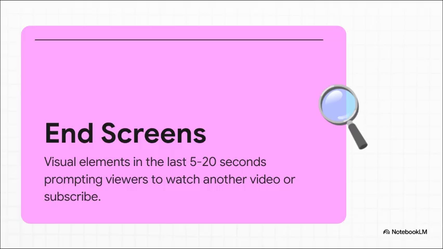Next up, end screens. Now, these are your final and probably your most powerful call to action. In those last 5 to 20 seconds of your video, you can put these clickable thumbnails right there on the screen, guiding your viewer exactly where you want them to go next. This is prime real estate for keeping people on your channel.